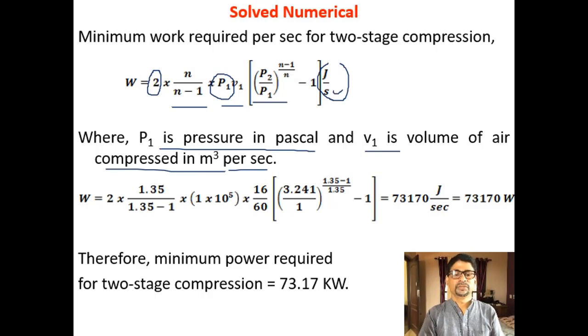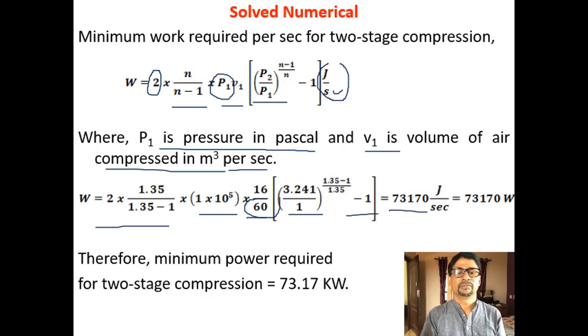Otherwise, usually the unit of work will be joules per kg or kilojoules per kg. Only if the volume of air compressed is given per second or per minute, then the unit will change. So if you substitute W is equal to 2 into n is 1.35, P1 is 1 into 10^5, 16 meter cube per minute should be converted into per second. Pressure ratio P2 by P1 is 3.241, to the power n minus 1 by n. So after simplification, you will get 73170 joules per second.